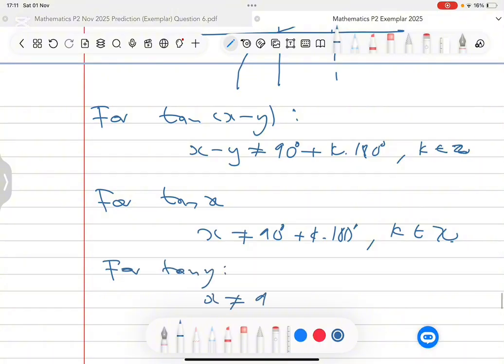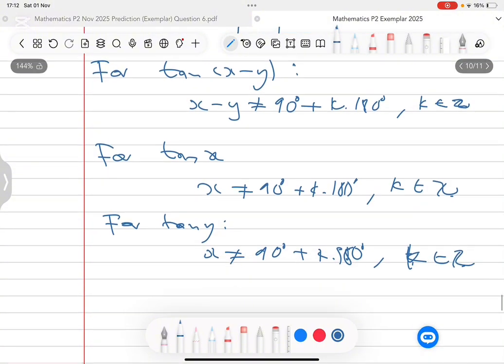Y should never be equal to 90 degrees, but not only 90, but also including the positive and the negative, and also angles that are bigger than 360 degrees. Now, this is only 3 marks, and you should get the 3 marks from all these 3 different conditions that are there.